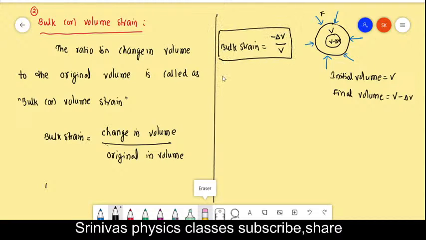It also does not have any unit because it is volume by volume. In the numerator is the change in volume. What does the minus sign indicate here? The negative sign indicates decrease in volume. Okay, this is about the bulk strain. It also does not have any dimensions.